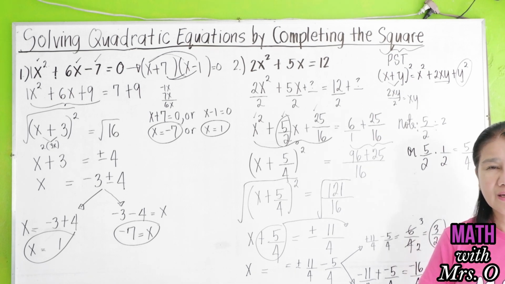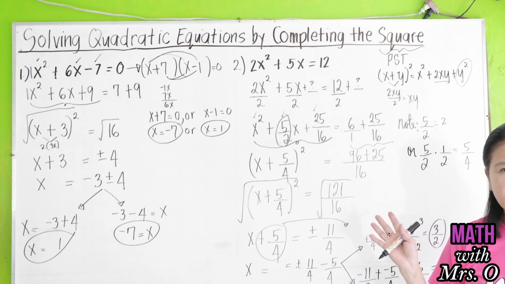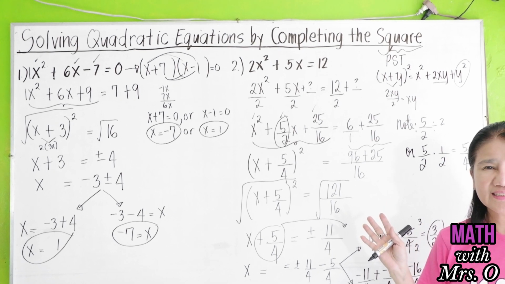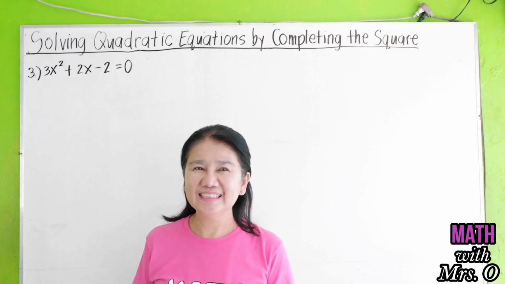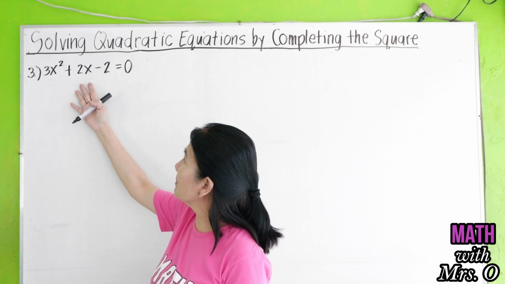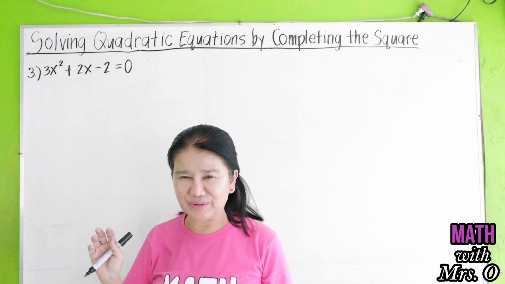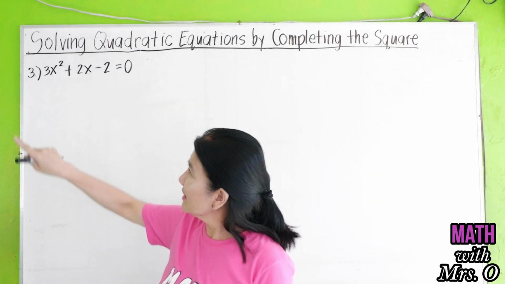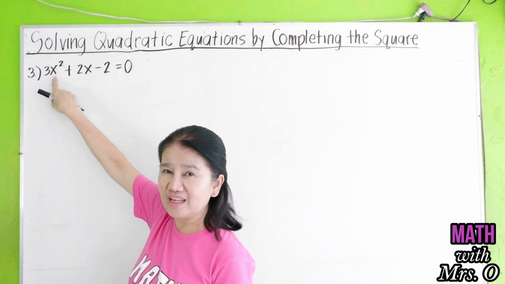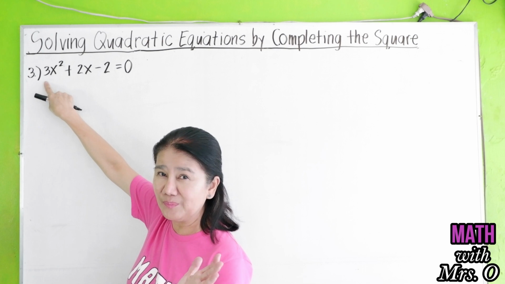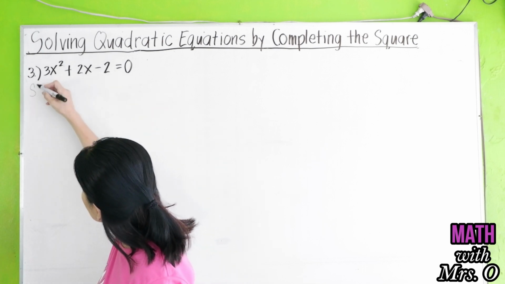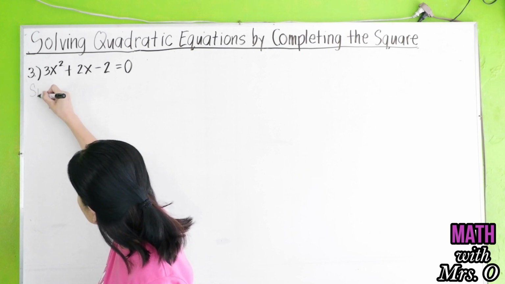There. Now, let's have a third example. Third example, we have here 3x squared plus 2x minus 2 equals 0. This time, the coefficient of the quadratic term, or x squared, is 3. What do you do? Step 1. Let's do it step by step. Step 1.